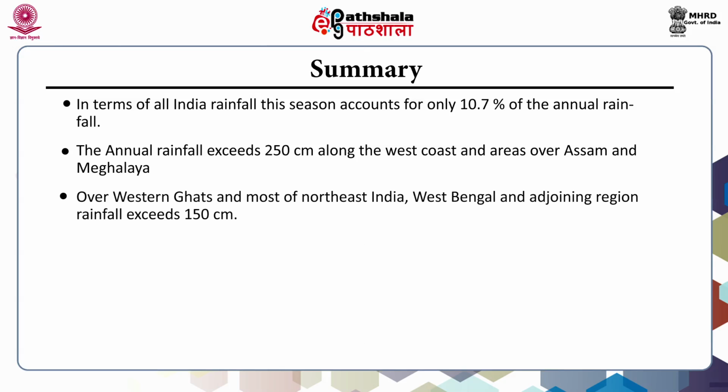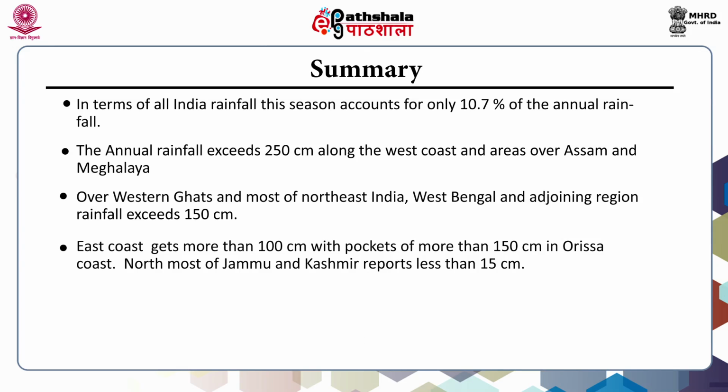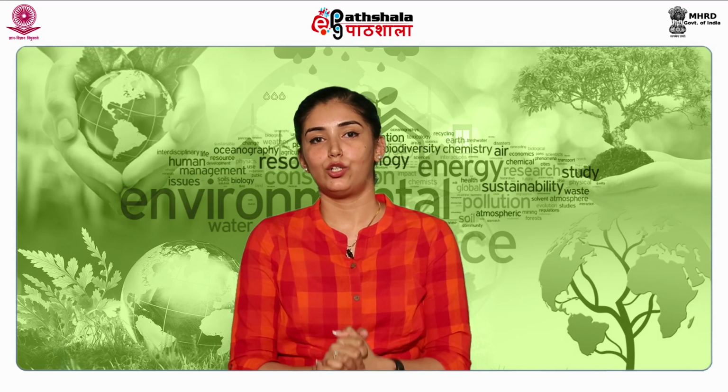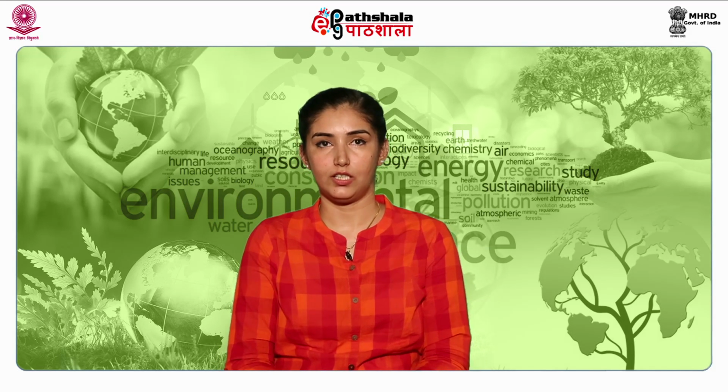Over the Western Ghats and in most of northeast India, West Bengal and adjoining regions, rainfall exceeds 150 centimeters. The east coast gets more than 100 centimeters with pockets of more than 150 centimeters in the Orissa coast. The northmost part of Jammu and Kashmir reports less than 15 centimeters. Areas of rainfall more than 100 centimeters dominate over central India, which is followed by the regions of more than 75 centimeters. With this, we come to an end of this module, which was the distribution of precipitation over India. Thank you.